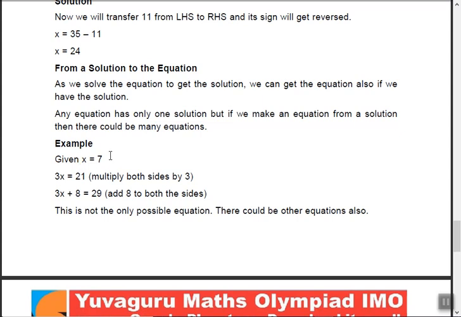I'll form an equation. So what I'll do is multiply 3 into x equals 3 into 7, 21. So this is one equation. I'll add 8 on both the sides. Again it becomes 3x plus 8 equals 21 plus 8, so 29. So it becomes 3x plus 8 equals 29. This is another equation. I'll multiply both the sides by, say, 10. Then that is also another equation. So thousands of equations can be formed using one solution.